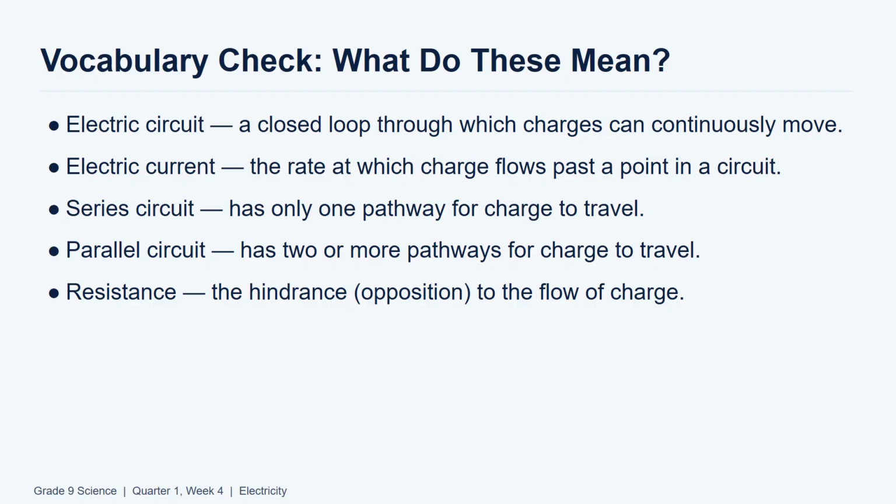Before we go further, let's check some important vocabulary we'll be using throughout this lesson. An electric circuit is a closed loop through which electric charges can continuously move. Electric current is the rate at which charge flows past a point in a circuit. A series circuit has only one pathway for charge to travel. A parallel circuit has two or more pathways for charge to travel. And resistance is the hindrance or opposition to the flow of charge. Try writing your own definition for each of these terms first, then compare it with what's on the screen. This will help activate what you already learned back in elementary science.